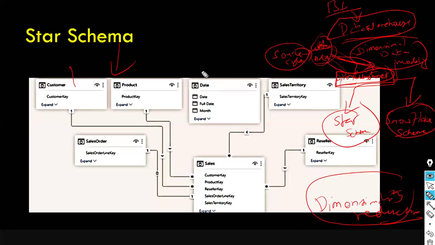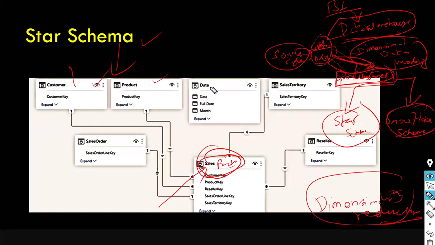What you see here is the star schema. You can see that sales is the fact table. The rest of them are dimension tables: customer, product, date, sales territory, and reseller. All of these are the dimension tables. This is your fact table. When your fact table is surrounded by multiple dimension tables, it looks like a star, isn't it? Hence, it is called a star schema.